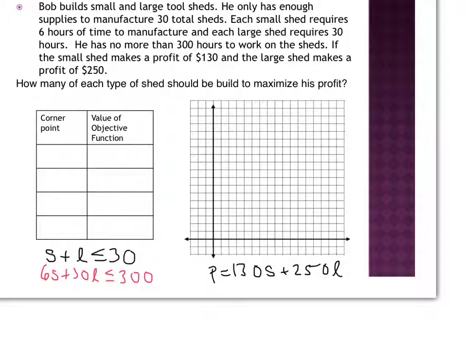So let's see here. We have our last 2 constraints. As usual so far, it's going to be S is greater than or equal to 0 because we can't make a negative number of sheds, and L is greater than or equal to 0.